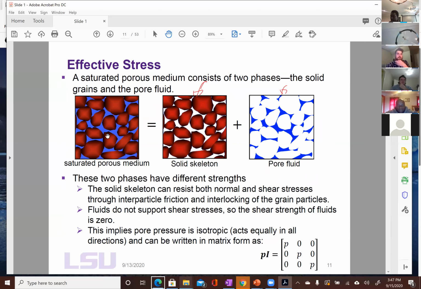So we can think of your saturated porous medium as decomposed into these two components. And then we'll later use Hooke's law to describe this, and we'll use a Maxwell model, which is basically a combination of Hooke's law and a viscous fluid. So a viscous fluid plus Hooke's law makes up your Maxwell model, which we'll see in the next slide, I believe.